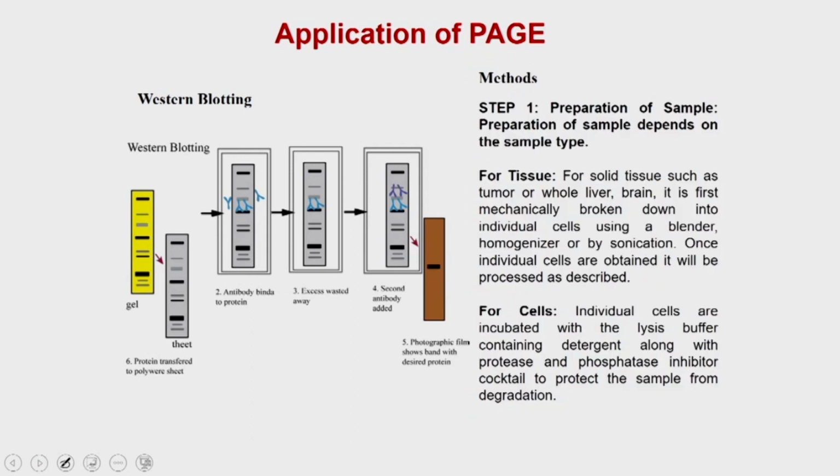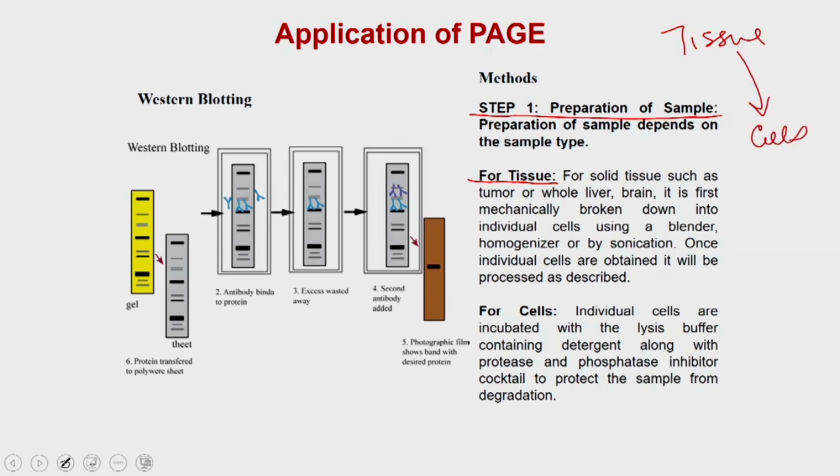So, in step 1 you are going to prepare the sample, which means you are going to prepare the lysate, and preparation of lysate also depends upon the sample you are going to use. If you are using a tissue instead of cells, then you have to get the cells from the tissue.